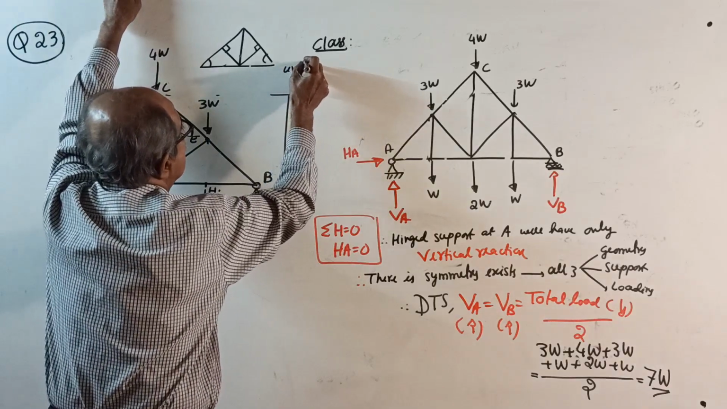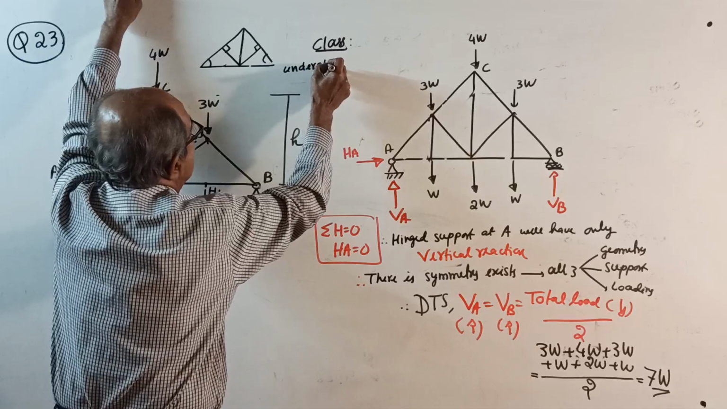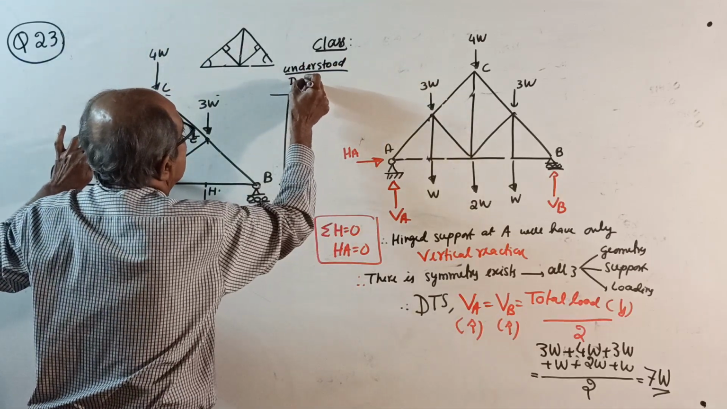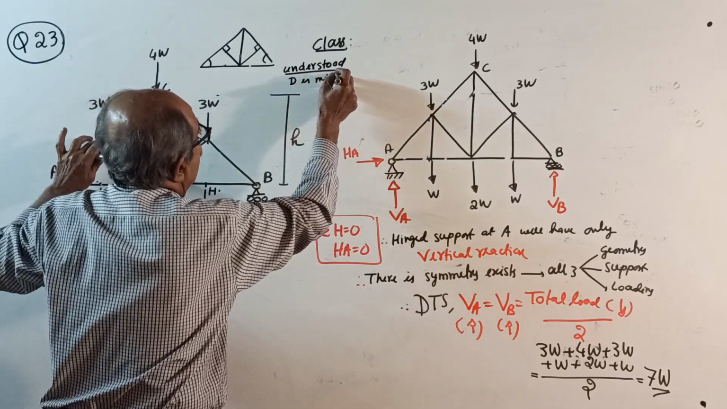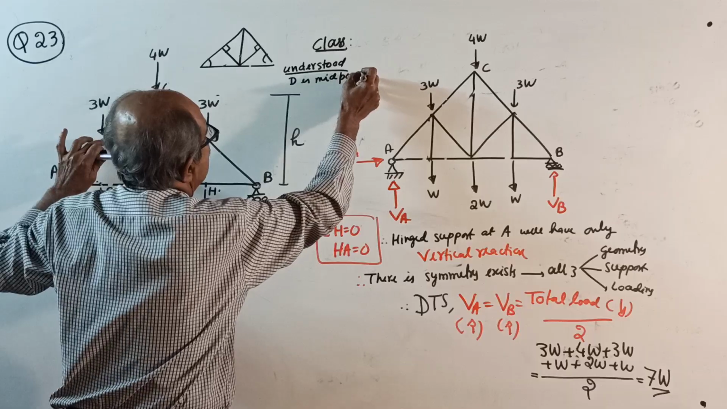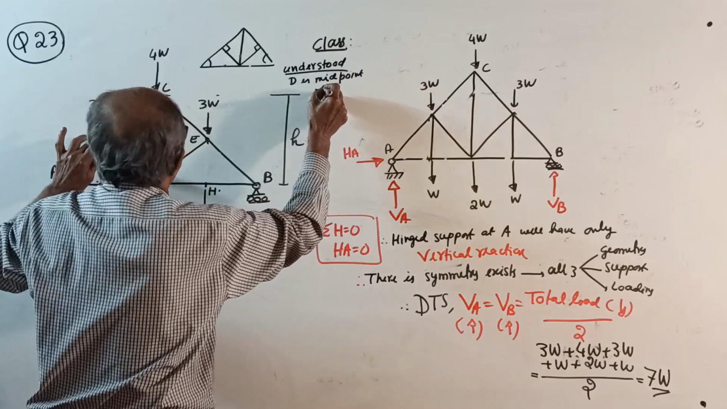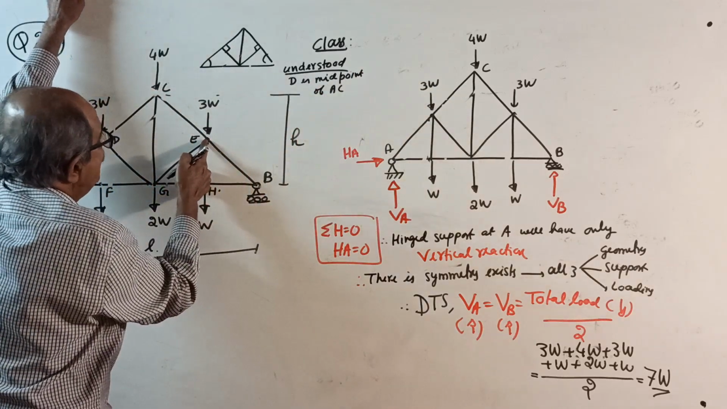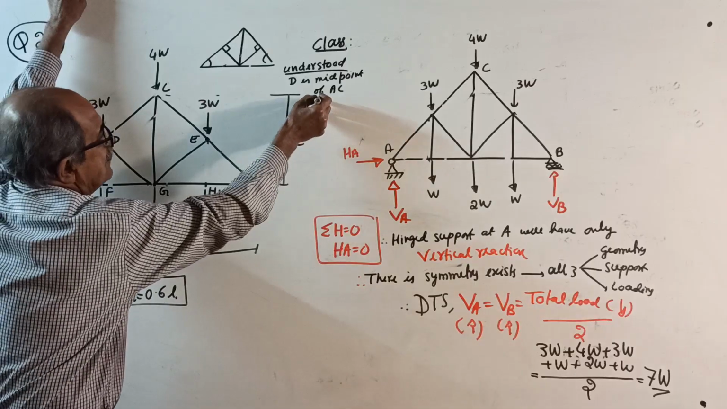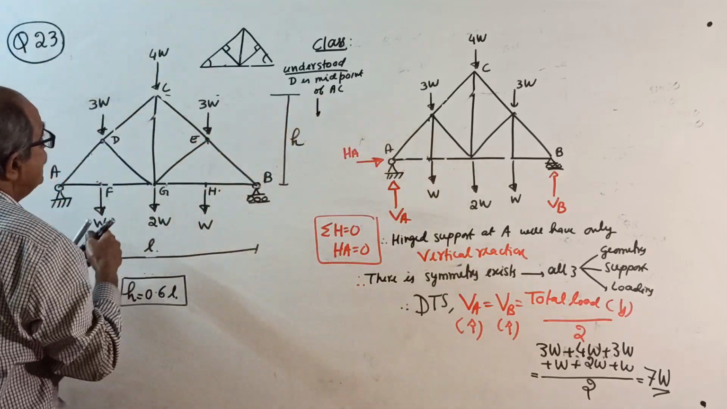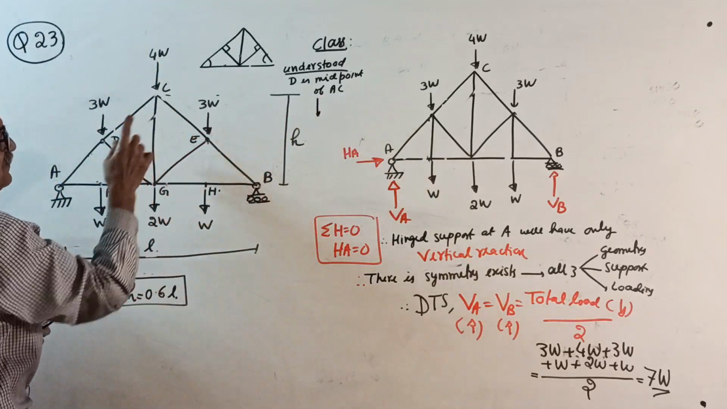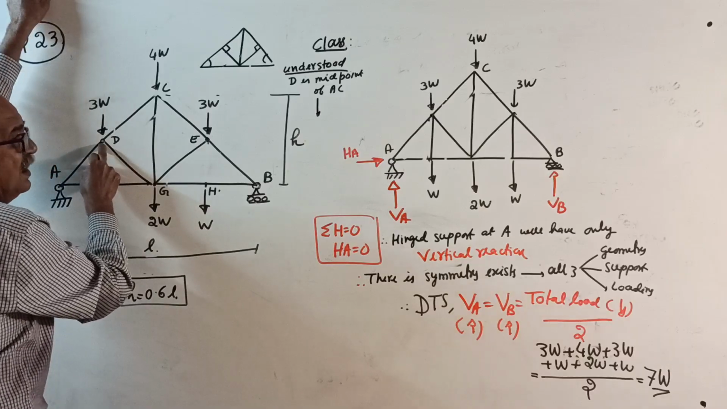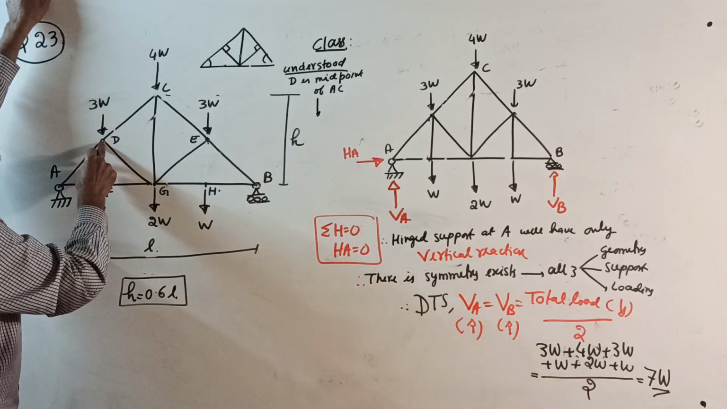Understood that D is the midpoint of AC. Same way, E is the midpoint of BC. You can write it yourself. I told you last class. Next time, see, not perpendicular, and the midpoints I am joining.